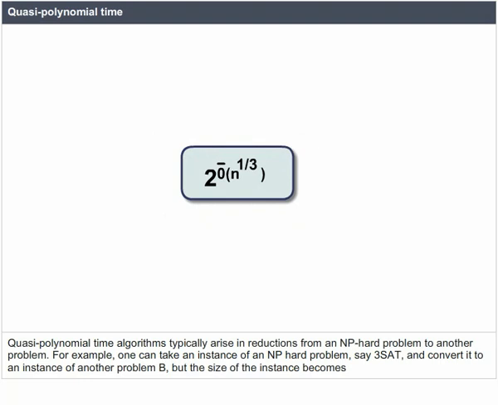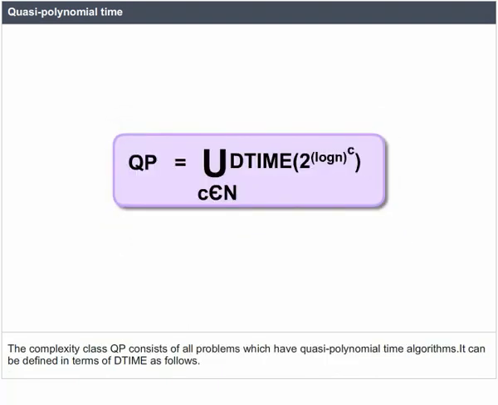Quasi-polynomial time algorithms typically arise in reductions from an NP-hard problem to another problem. For example, one can take an instance of an NP-hard problem, say 3-SAT, and convert it to an instance of another problem B, but the size of the instance becomes quasi-polynomially larger. The complexity class QP consists of all problems which have quasi-polynomial time algorithms. It can be defined in terms of DTIME as follows.